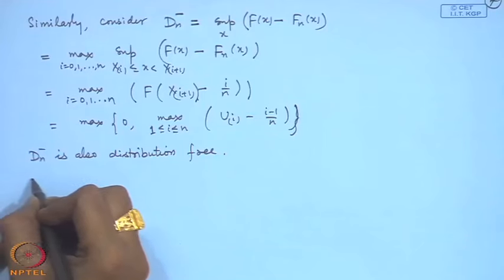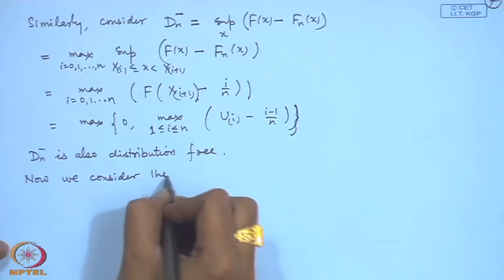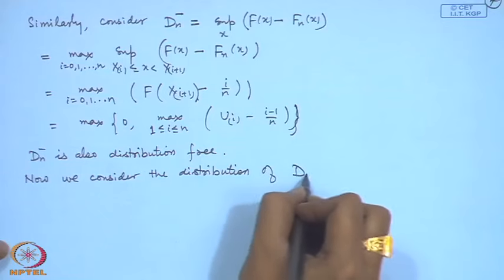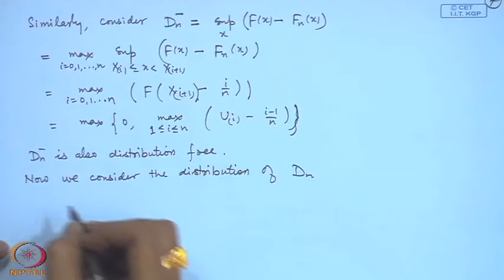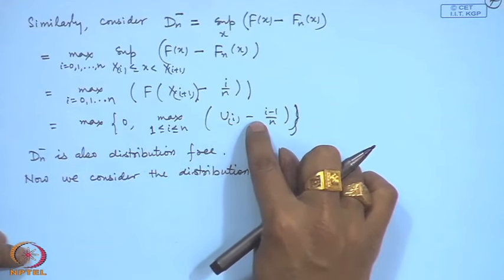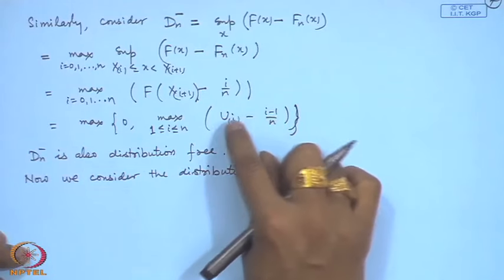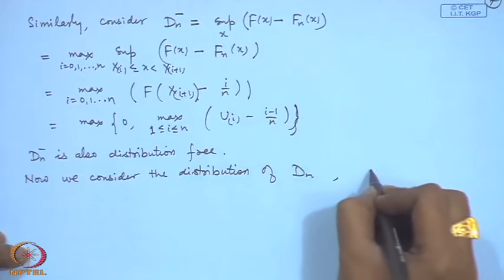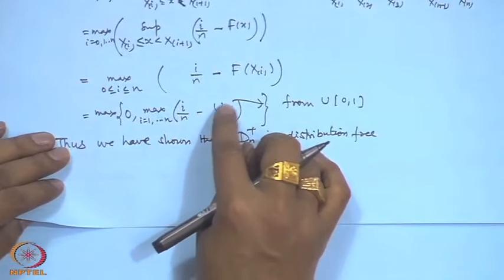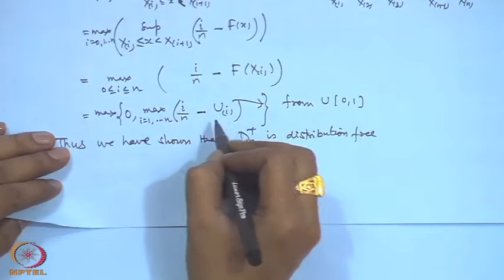Now we consider the distribution of D_n. Now, one thing that you note, these values are between 0 to 1. And what are these values here? (i minus 1) by n, these values are also between 0 to 1. So, these values always lie between 0 to 1. If you look at this also, this is i by n, these values lie between 0 to 1. So, these values will also lie between 0 to 1 only.